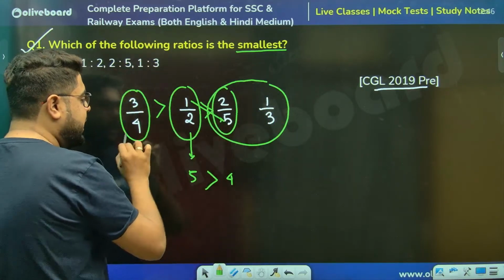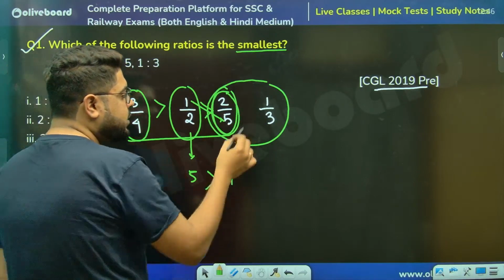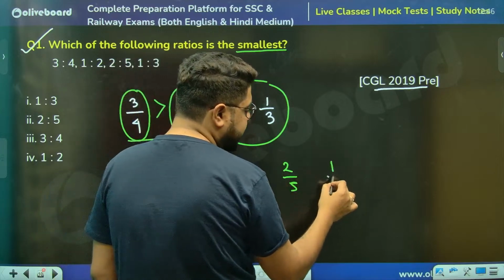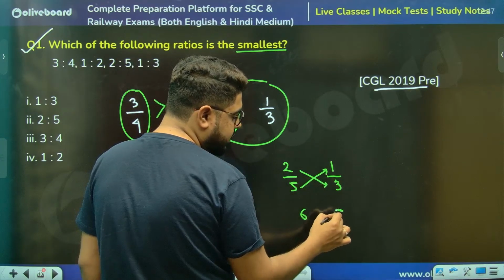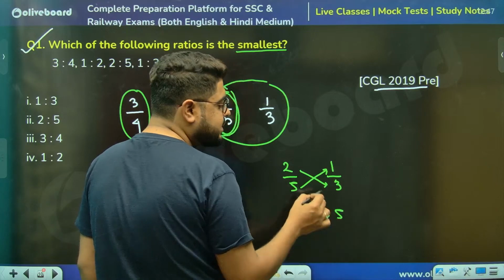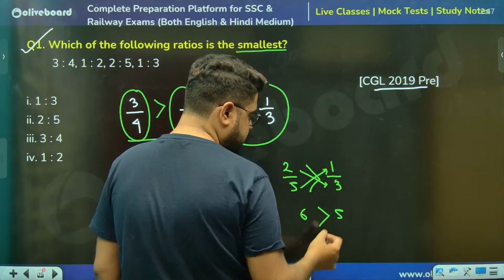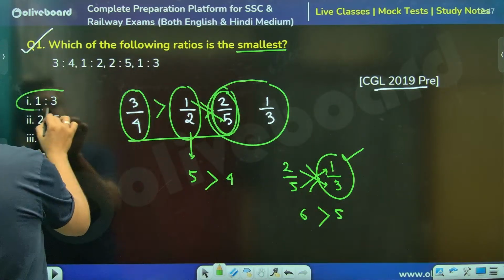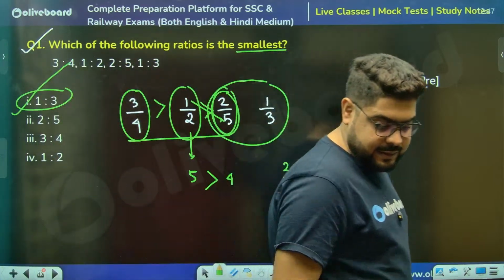Sir, again, 2 by 5 and 1 by 3. So till now, among these three, this is the least. So I'll just check the last two. 2 by 5 and 1 by 3. Multiply: 2 threes are 6, 5 ones are 5. Sir, which one is less? This one is less. So the answer is 1 by 3, the least, the smallest fraction.